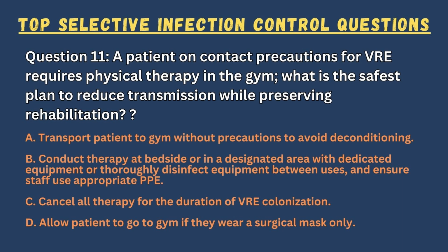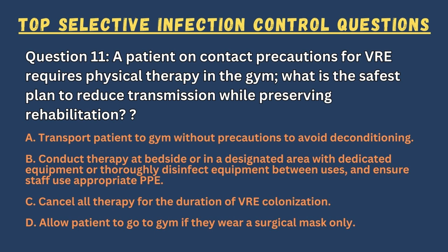Question 11. A patient on contact precautions for VRE requires physical therapy in the gym. What is the safest plan to reduce transmission while preserving rehabilitation? A. Transport patient to gym without precautions to avoid deconditioning. B. Conduct therapy at bedside or in a designated area with dedicated equipment or thoroughly disinfect equipment between uses, and ensure staff use appropriate PPE. C. Cancel all therapy for the duration of VRE colonization. D.